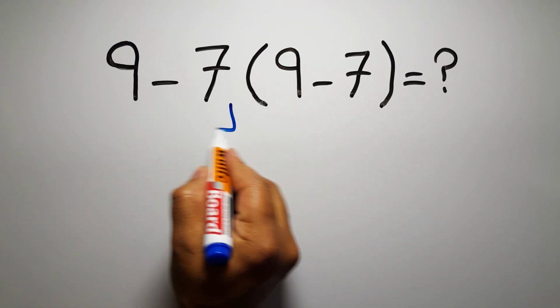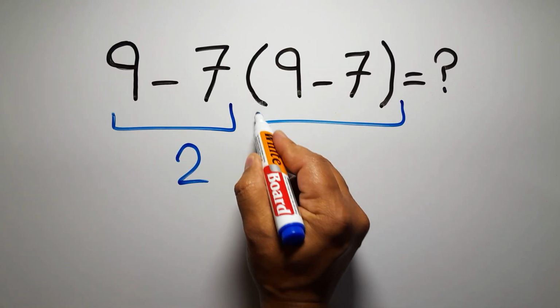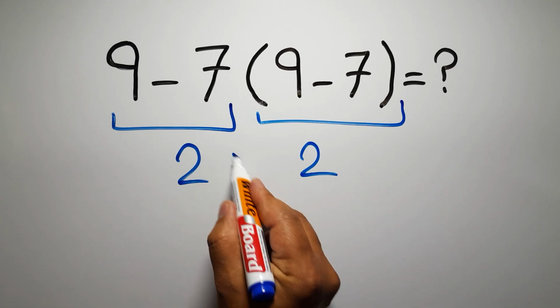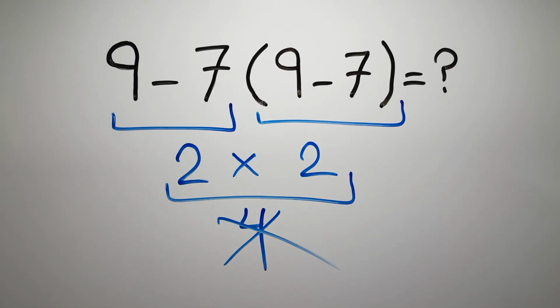9 minus 7 gives us 2. And again here we have 9 minus 7. Okay, so 2 times 2 gives us 4. But this answer is not correct.